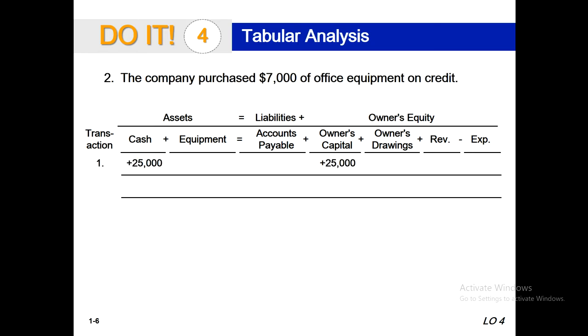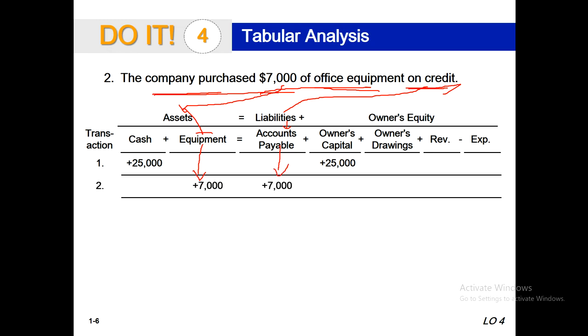Number 2, the company purchased $7,000 of office equipment on credit. Please look here, dear learners. Company purchased $7,000 office equipment. So office equipment is an asset. So the asset office equipment will be increased, and on credit, this is a liability. That means accounts payable will be increased. Okay, I think that is clear to everyone.